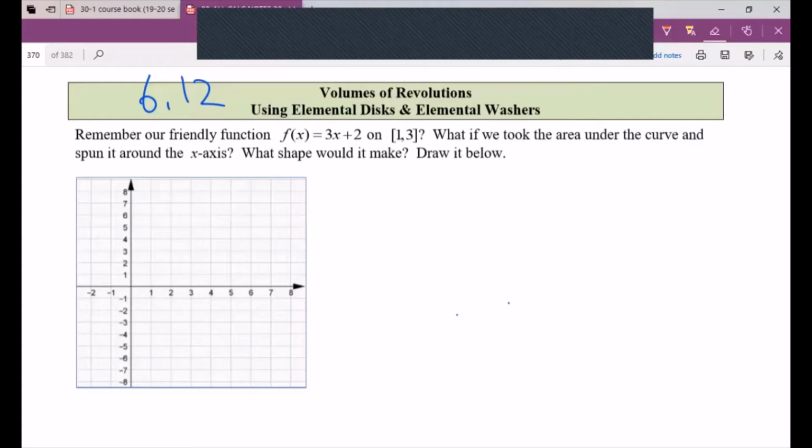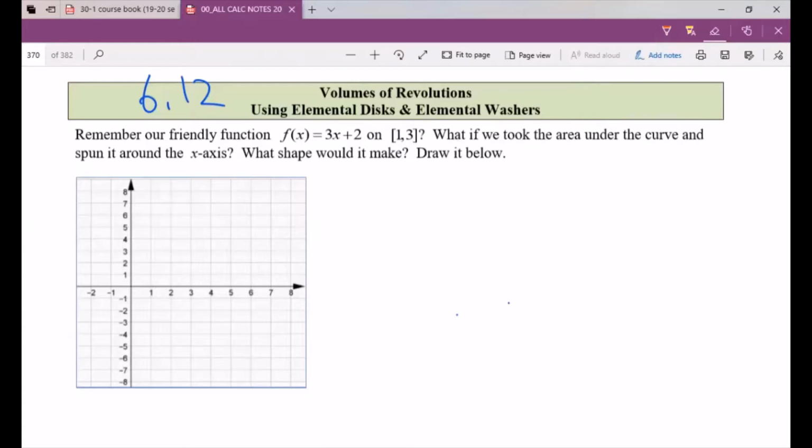All right, so here we go in our last section of this course. We're going to call this 6.12, Volumes of Revolutions Using Elemental Disks and Elemental Washers. This ends up being a major idea in this course, as we have this kind of big theme going on.